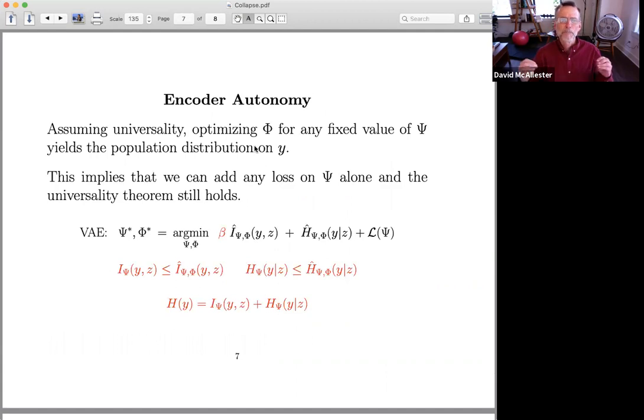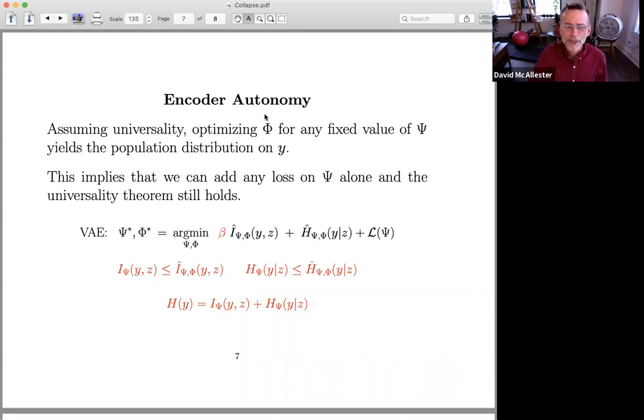And that means that for any encoder, no matter how I optimize the encoder, as long as I optimize those other pieces of the model in that way, in optimizing these two terms, I'm going to get the universality theorem, that I've recovered the population distribution of Y. And what that implies is that I can add an arbitrary loss as long as it's only looking at the encoder. I can train the encoder any way I want, and all it's affecting is the sampling distribution. The model on the prior on Z and the model of Y given Z will still explain the population distribution on Y. So I can add whatever regularizer, or whatever loss on the encoder I want. And I'm calling that encoder autonomy.